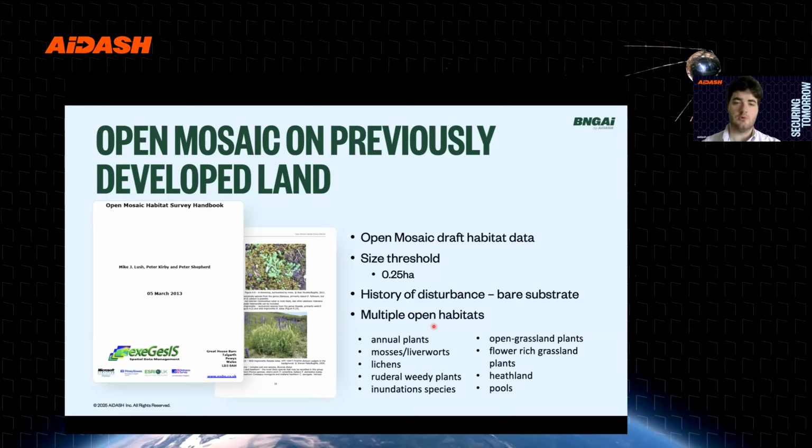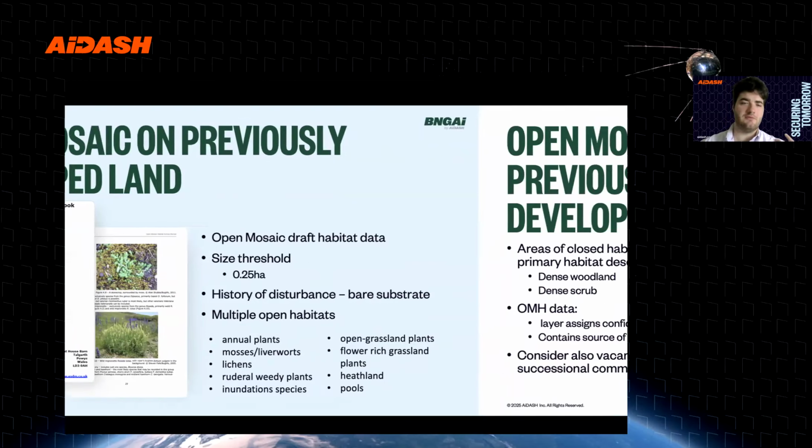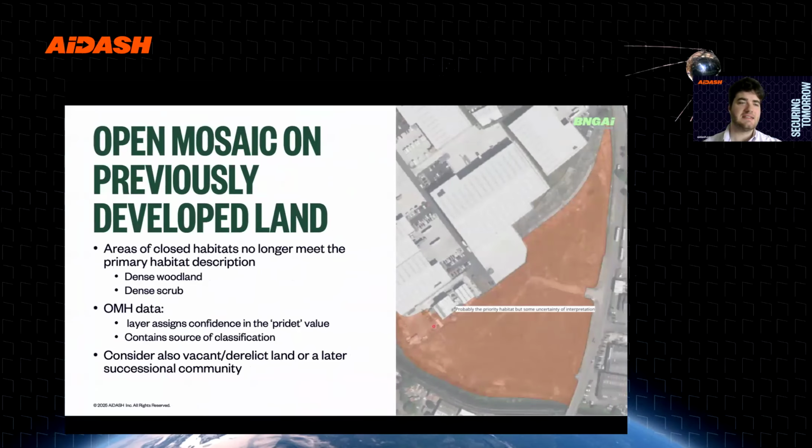What's more difficult is the small spatial scale open mosaics you see on ex-brownfield sites, where a house has been demolished. And I think that is really challenging because those habitats left to their own devices will eventually go through succession and turn into a different kind of habitat. And that's where we reach this question about, is it still an open mosaic? Is it a closed mosaic now? Has woodland established? Has dense scrub established? Such that now this isn't an open habitat anymore. It's not dominated by those open habitats that form part of the habitat description.